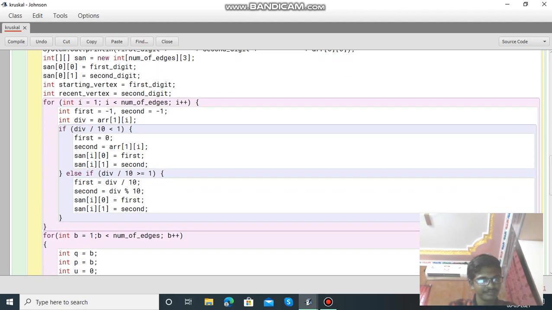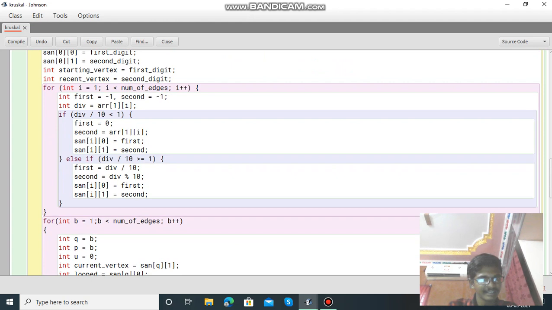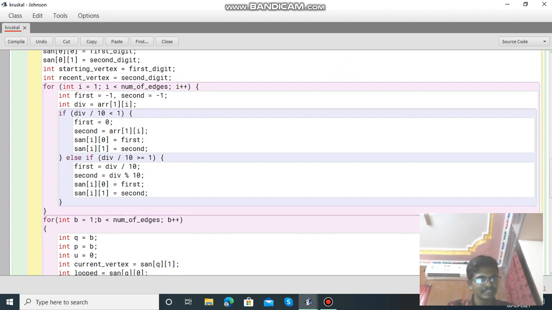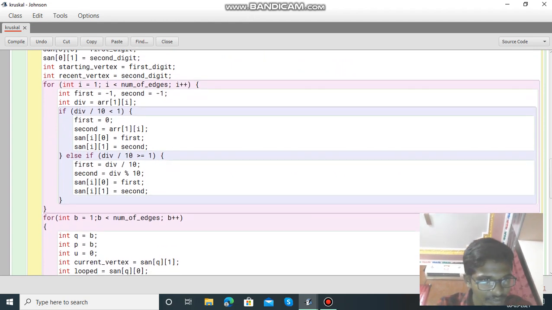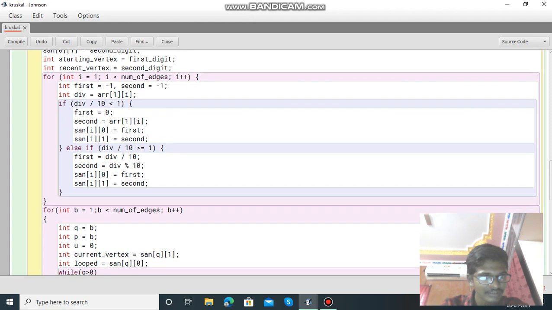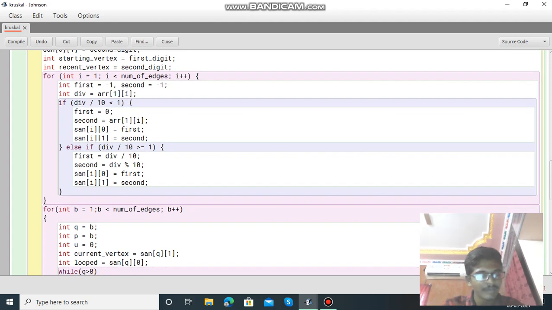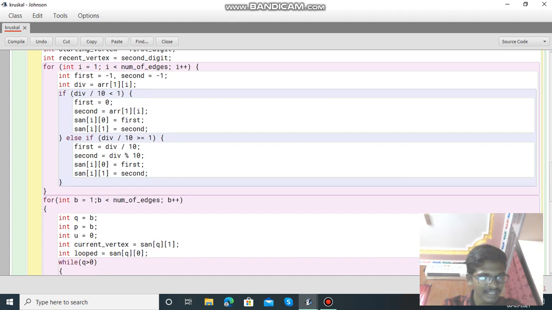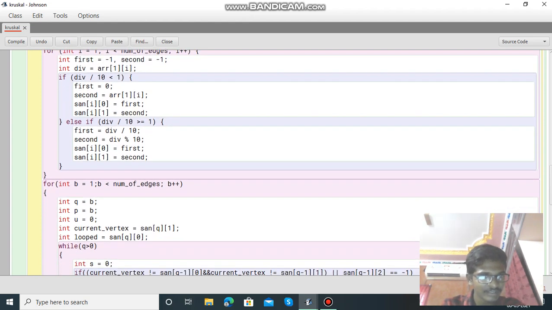If division by 10 is less than 1, first equals 0, second equals array[i], and san[i][0] equals first, san[i][1] equals second. Else if division by 10 is greater than or equal to 1, first equals division by 10, second equals division modulo 10, san[i][0] equals first, san[i][1] equals second.